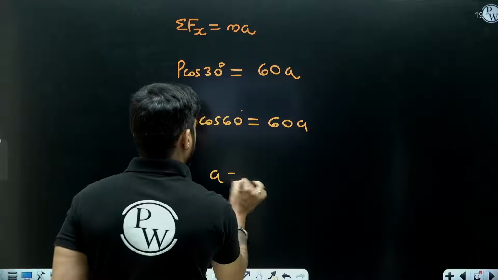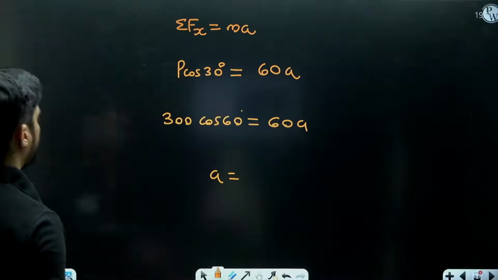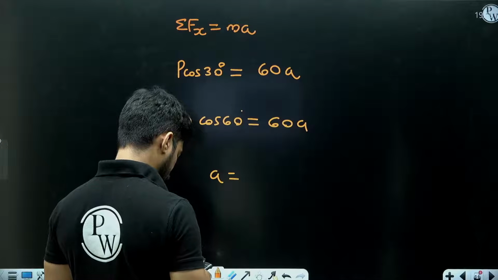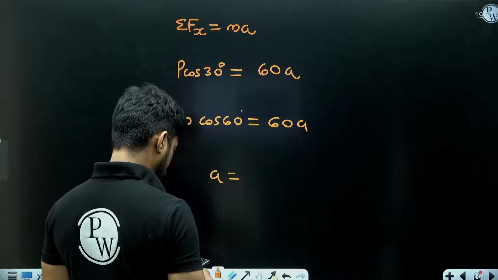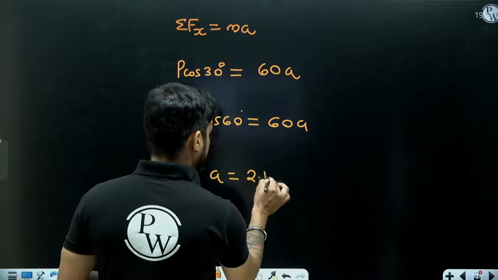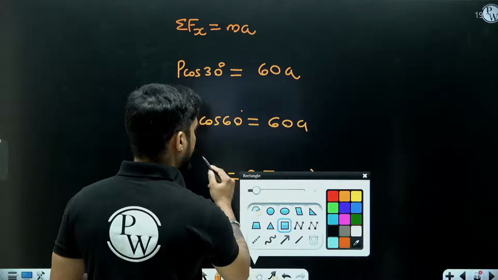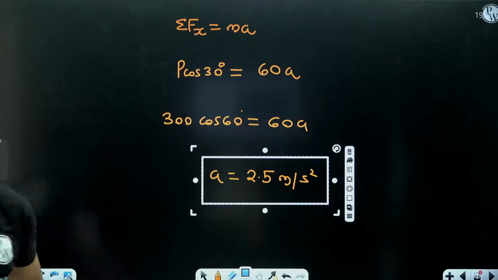So what is the value of A? P is 300 Newton, right? This will be 150, right? 300 cos 60 is 150 divided by 60. So A is 2.5 meter per second square. Sir, why are you calculating A? We don't need A. We will need A.